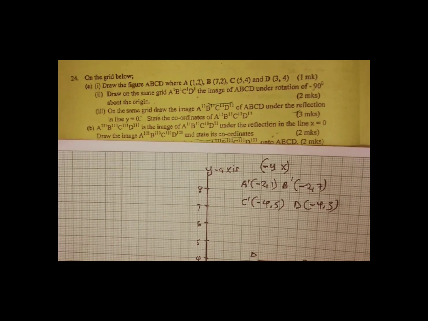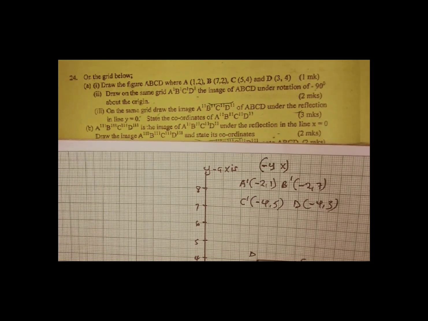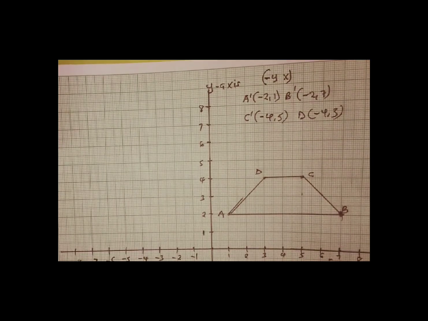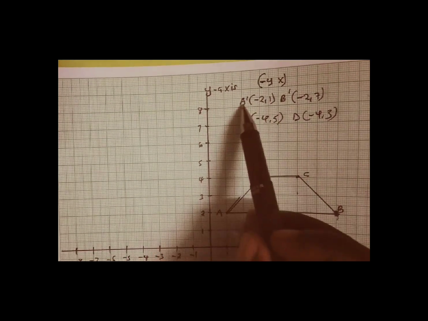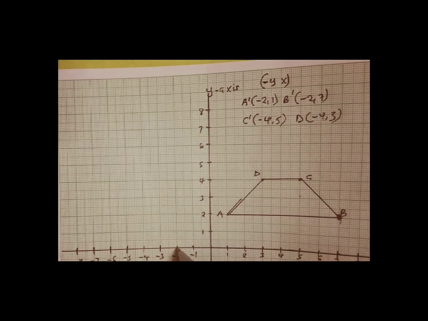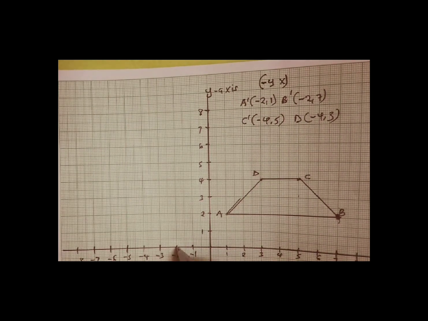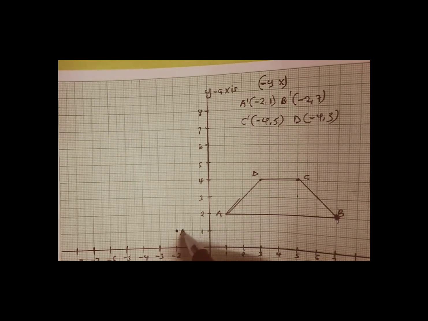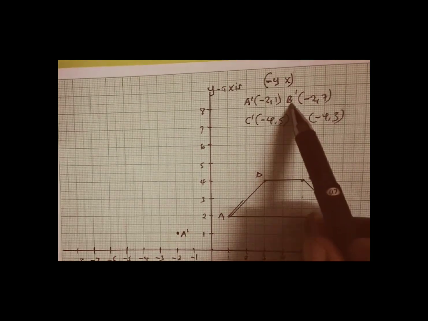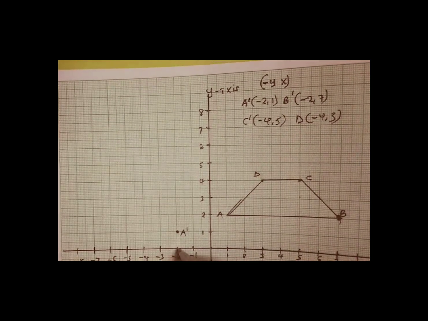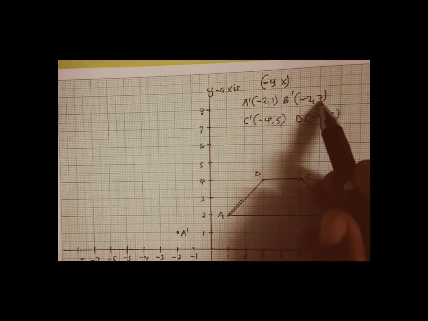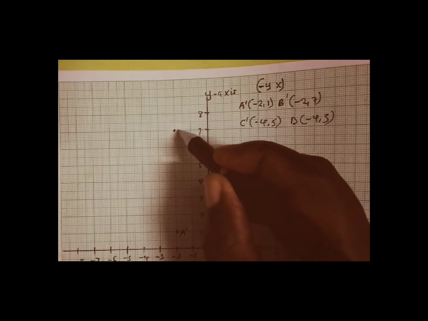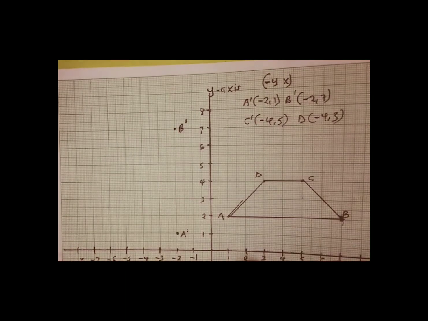From there now, we are going to draw the image of A, B, C, D. In this case, our A prime, we are going to have negative 2, 1. This is going to be A prime. Then B prime is going to be negative 2, 7. So negative 2 is here, then 7 is going to be here. This is our B prime.